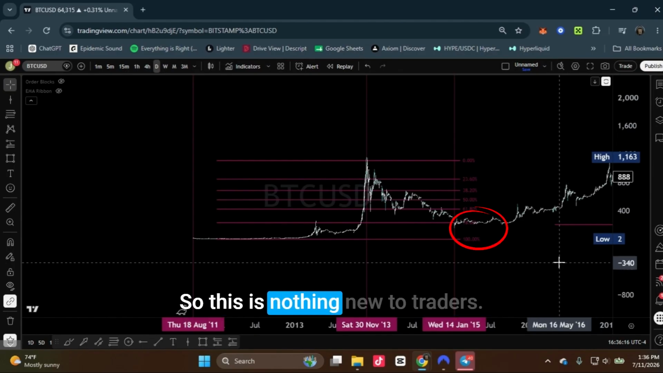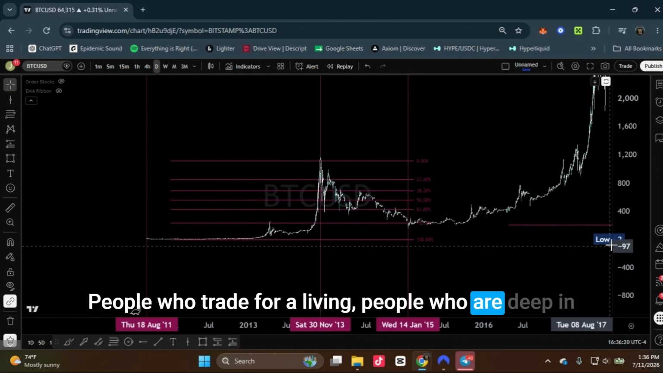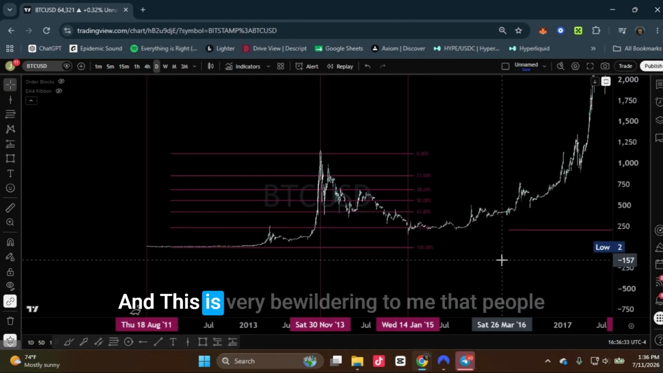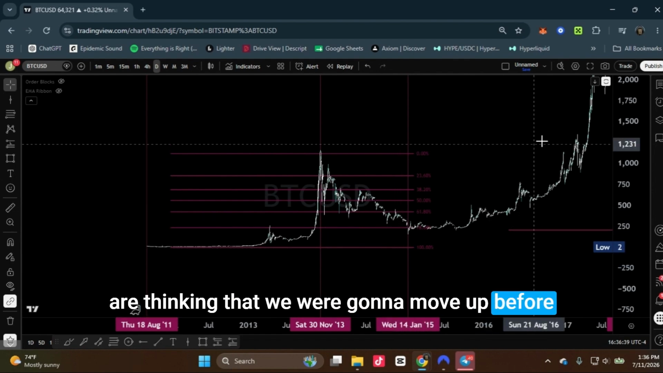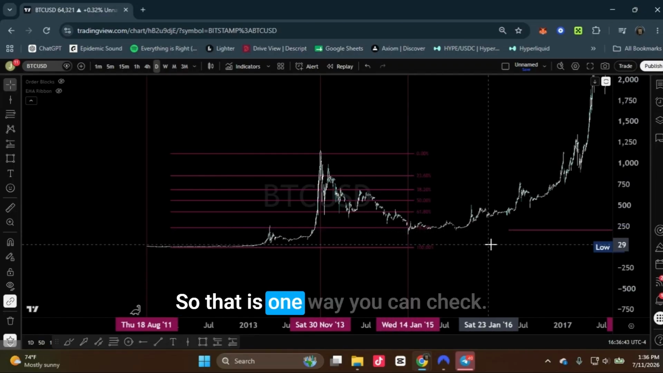So this is nothing new to traders. People who trade for a living, people who are deep into technical analysis will tell you to look backwards. And this is very bewildering to me, that people are thinking that we were going to move up before we got down to this level in this current cycle. So that is one way you can check.